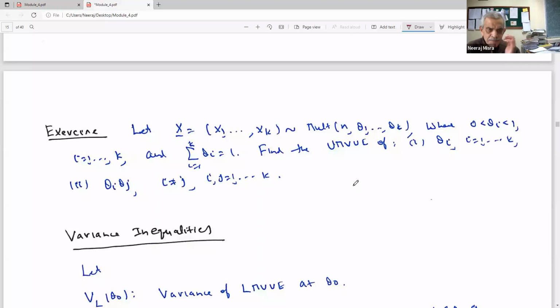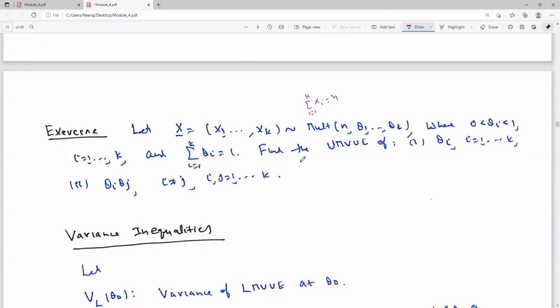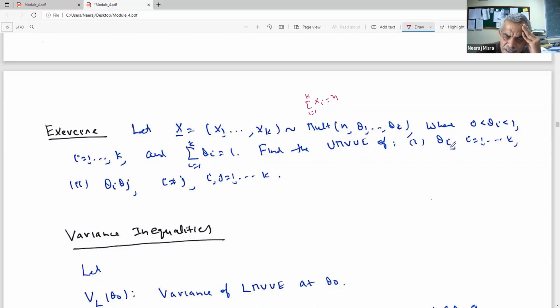Okay, I leave this also as an exercise. X is multinomial n, theta 1, theta 2, theta k. Summation theta i is 1, so that means these all are dependent random variables. Summation i equal to 1 to k xi, that means would be how much? Can anyone tell? Because sum of all theta i is 1, so what would be summation i equal to 1 to k xi? It has to be n, right? Yes, sir. Right. So what is xi? I know that xi is binomial n, theta i, because if x1, x2, xk has a multinomial, then xi has binomial n, theta i. So expected value of xi would be n theta i, so expected value of xi upon n is theta i.